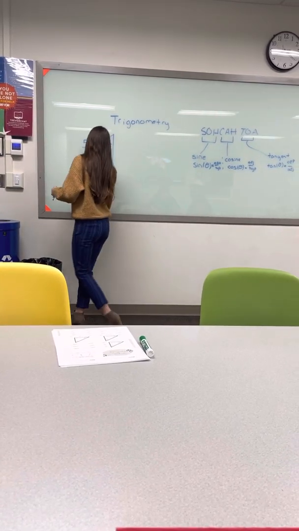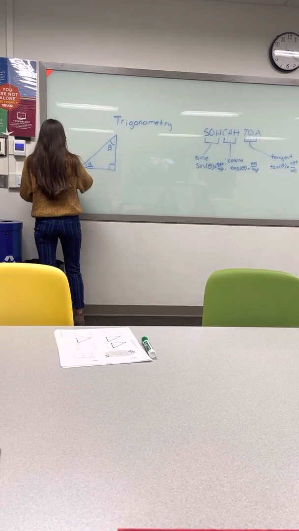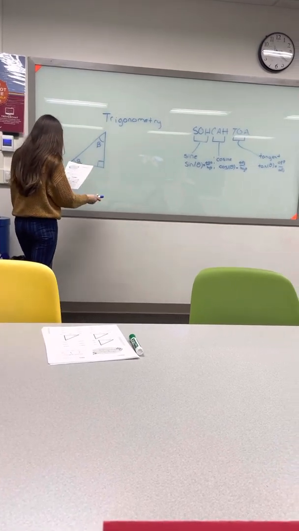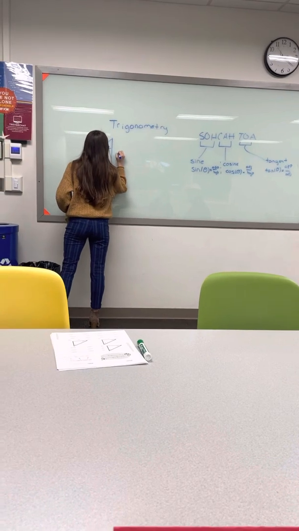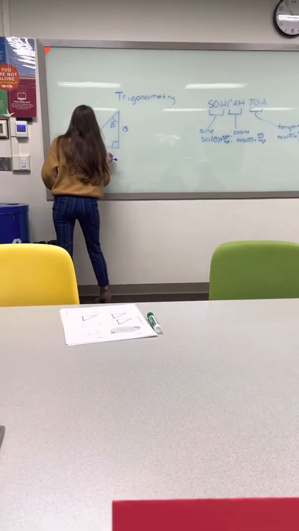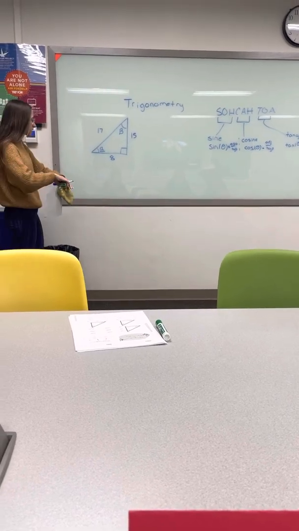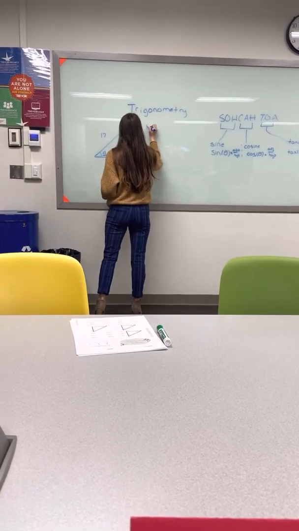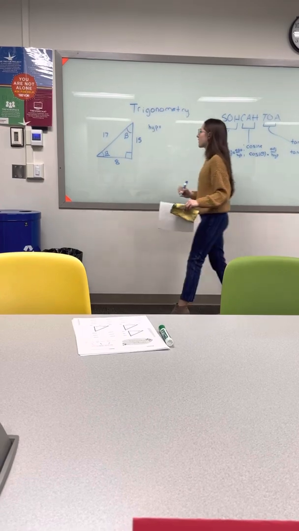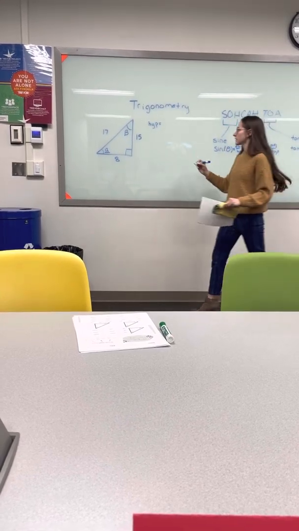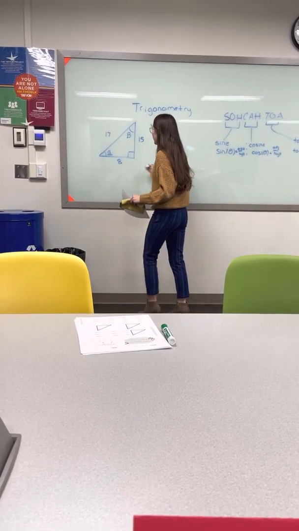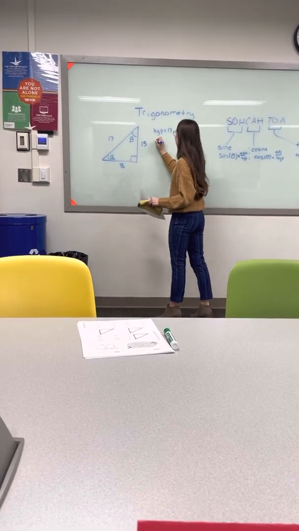All right. So for our next one here, I'm going to use another common perfect right triangle. So we have 17, 15, and 8. Can somebody tell me the hypotenuse of this triangle? 17. Again, if we're focusing on alpha first, what is my adjacent?